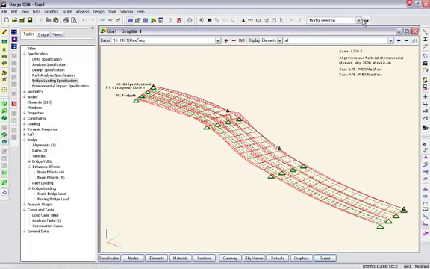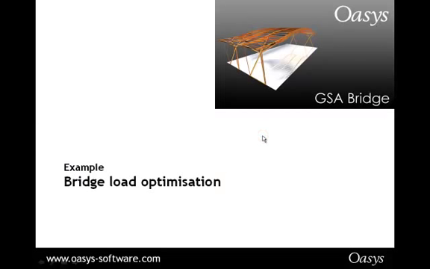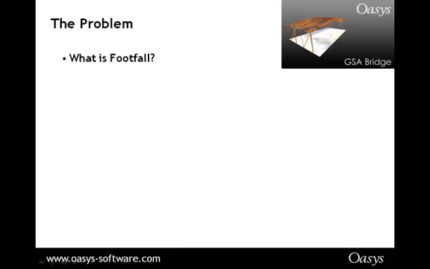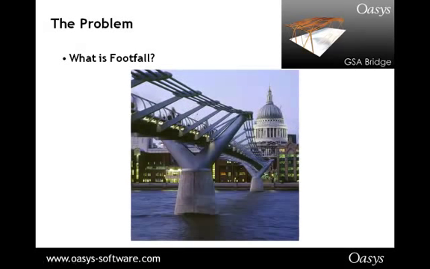So that's bridge loading. Now another aspect of bridging is, of course, pedestrian loadings, in particular footfall analysis. We mentioned footfall on bridges. A lot of people think of the Millennium Bridge. Now you have to remember that the Millennium Bridge was horizontal excitation. What GSA looks at the moment is the vertical excitation of the bridge from people walking.